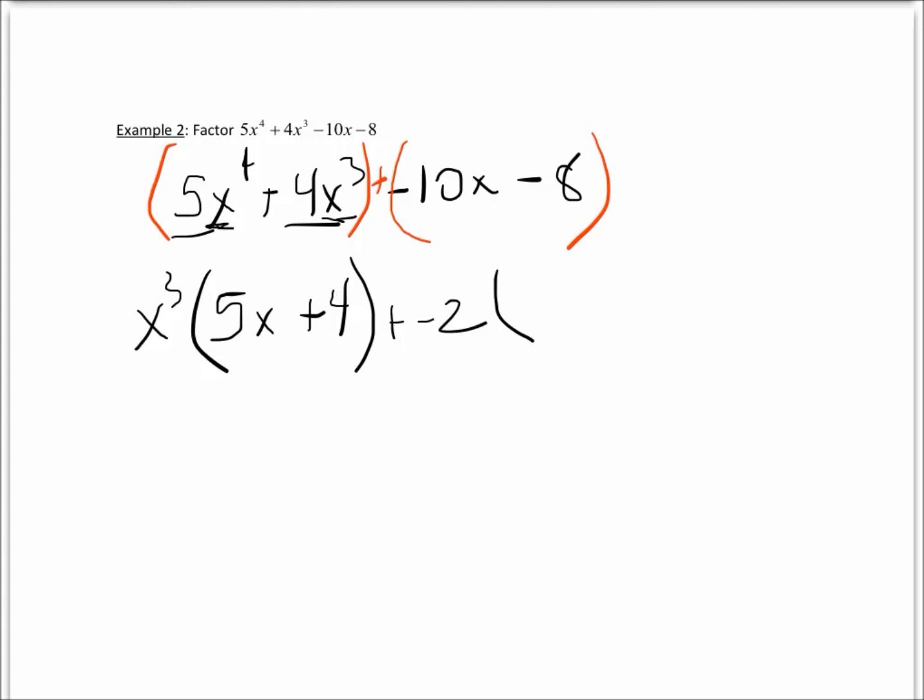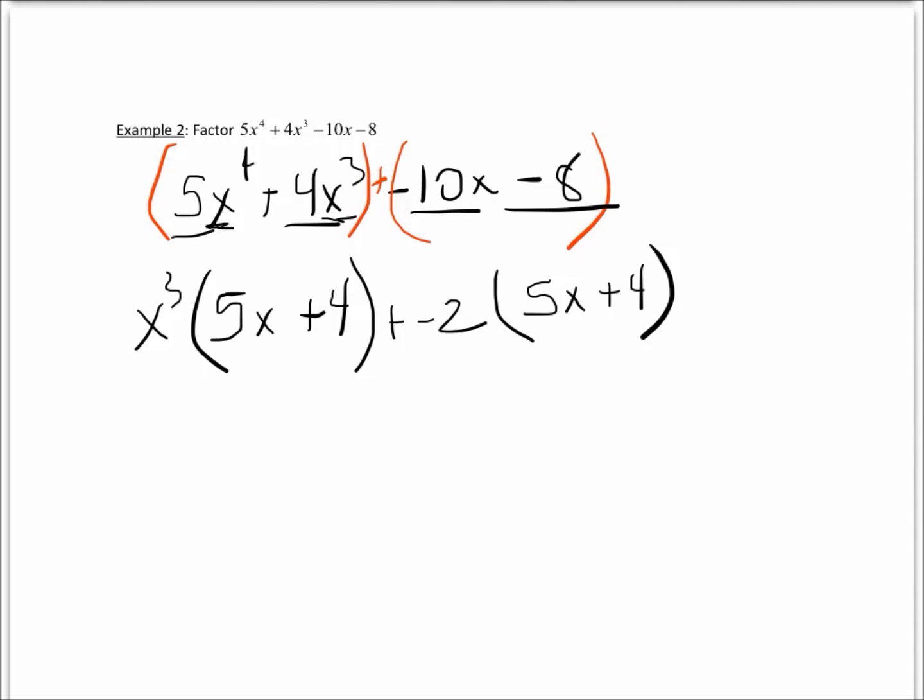Now what's left? Out of the first term, if I took out a negative 2, negative 10 divided by negative 2 is a positive 5. And I didn't take out any variables. There were no variables to take out, so I just have an x. And then out of the second group, negative 8 divided by negative 2 is a positive 4.